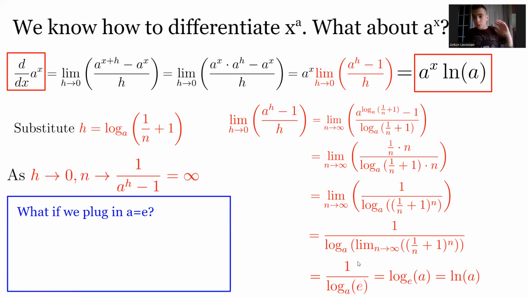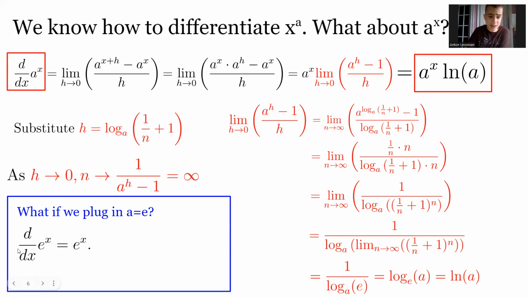Now, the really cool part. It's already cool that these exponential functions and their derivatives are proportional to each other, but what's really cool is when they're equal to each other. And that happens when we plug in a equals e. Because when we plug in a equals e, we have the derivative of e to the x equals e to the x times natural log of e. But natural log is logarithm base e. So logarithm base e of e is just 1. And so we get that this function, e to the power of x, is its own derivative.